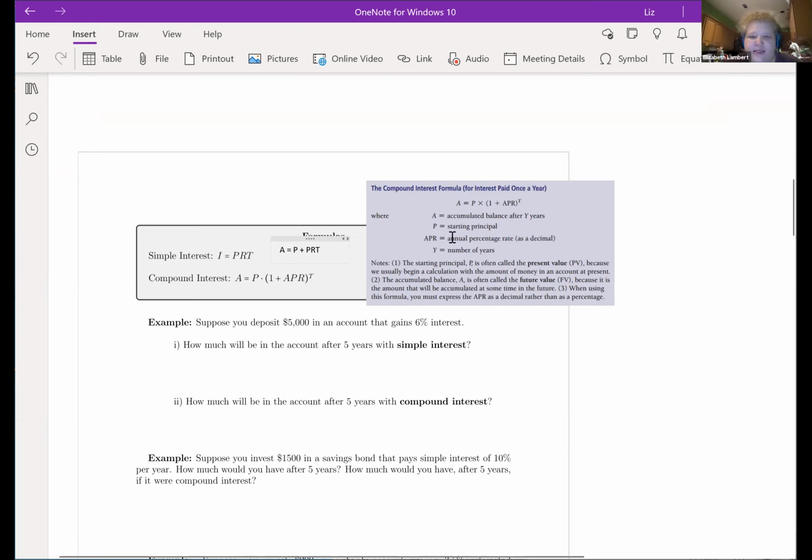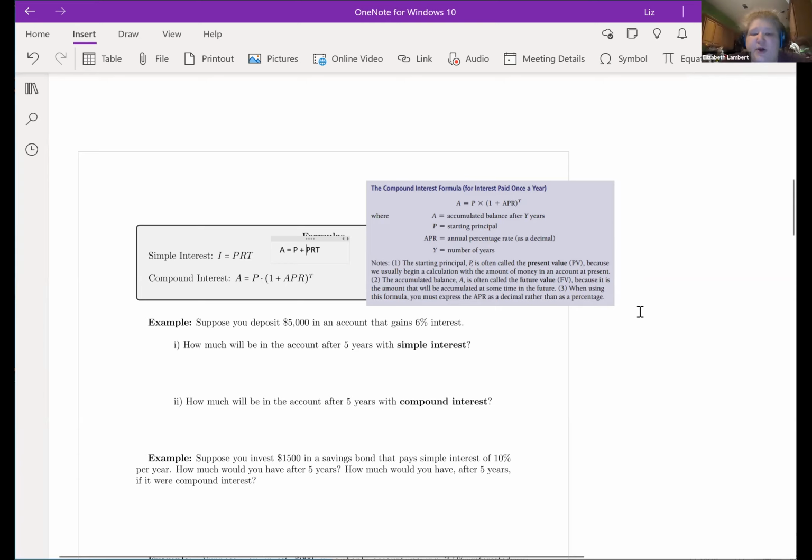APR here is the annual percentage rate as a decimal. So APR is the same acronym they're going to use on your credit cards. And on your credit cards, those happen monthly. So we're going to take the annual percentage rate and then we're going to divvy it up over the year. So it's annual here. We're only doing it once a year. But later, the annual rate is actually going to be different from what we actually calculate with each month. And then Y here is number of years.